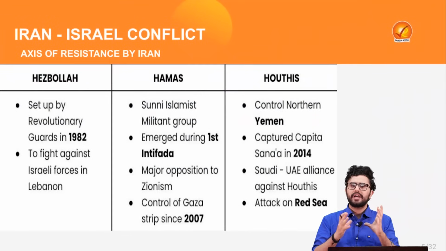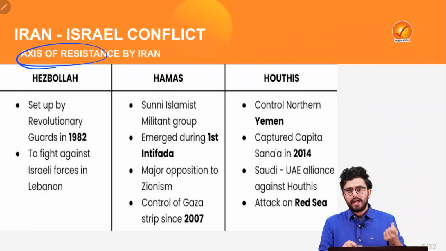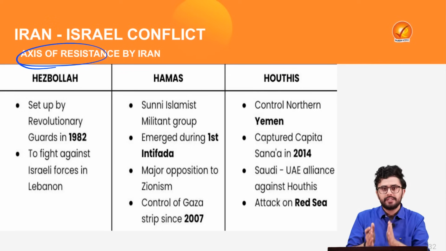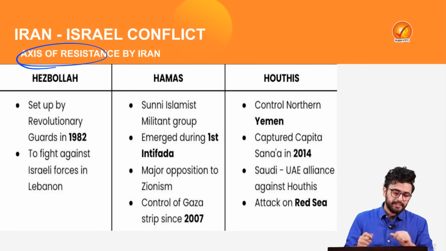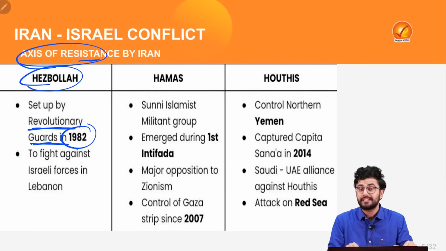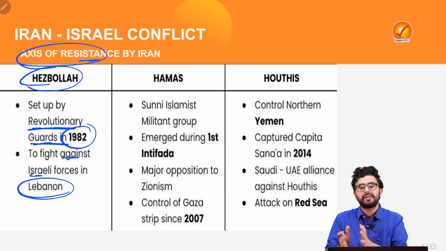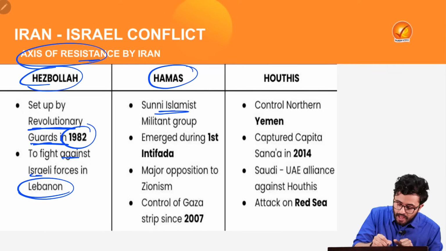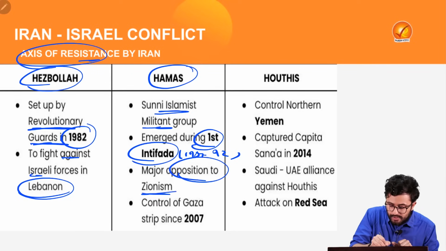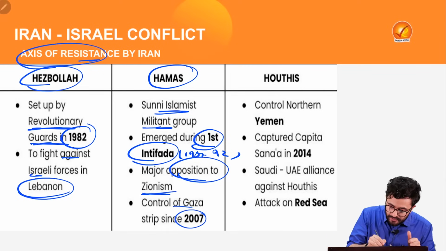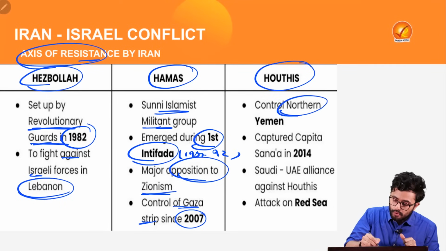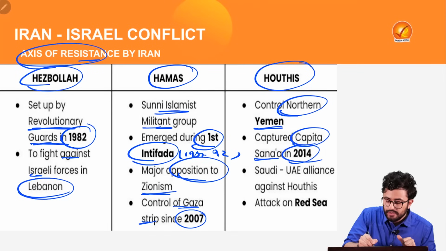Thus, Iran over the years has formed an axis of resistance where it supplies arms, ammunition and funds to several kinds of militant groups against Israel and Western influences, specifically from USA. Some of the prominent militant groups under this axis of resistance are Hezbollah, which was set up by the Revolutionary Guards of Iran in 1982 to fight against the Israeli forces in the Lebanon region. Then there is Hamas, which is a Sunni Islamist militant group which emerged during the first Intifada, which took place from 1987 to 93, as a major opposition to Zionism, and since 2007 they have taken control of the Gaza Strip. Then there are the Houthis, the very famous, who have been repeatedly in the news, who took control of northern Yemen when they captured the capital Sana'a in 2014.